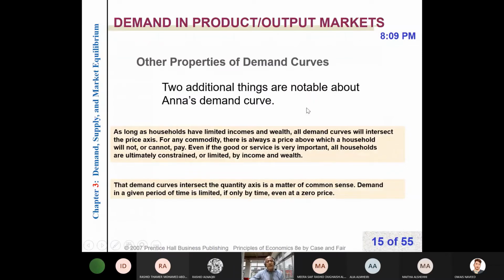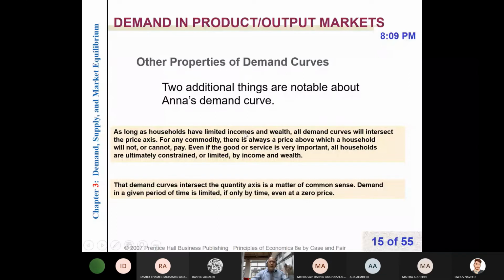And see here, if you look at the curve, it intersects both axes. So why the curve? If the price becomes 15 dirhams, I will buy 0. Why? Because of limited income and wealth. Do you know, money is costly. I don't have millions of dirhams. So at a certain price, I will stop buying this product. I will find some other alternatives.